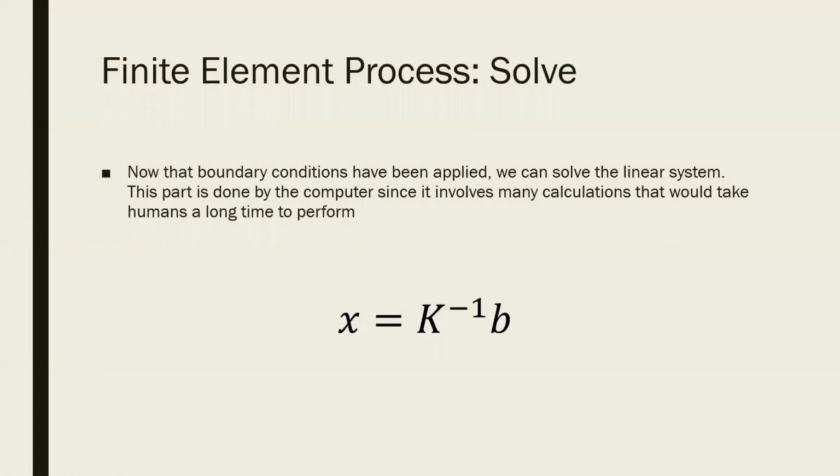What that looks like is something like this, because remember we had a big matrix system. If we want to solve for the solution vector X, we invert our linear system K. So we do K to the minus one and multiply that by the forcing vector B. Okay, and once you solve that, you're basically done.